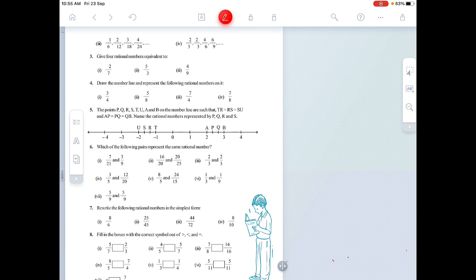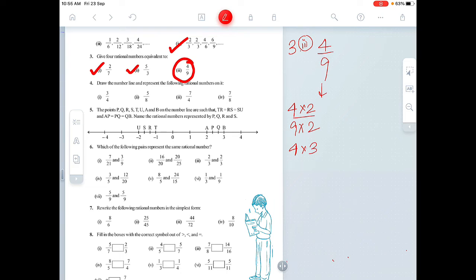So in question number 3 it is written, give 4 rational numbers equivalent to. So whatever we have done till now in question number 2, all these are equivalent rational numbers. Okay. So I will do this one, you will do these two. Okay. 4 by 9. Very easy. 4 into 2 by 9 into 2. 4 into 3 by 9 into 3. 4 into 4 by 9 into 4. 4 into 5 by 9 into 5.